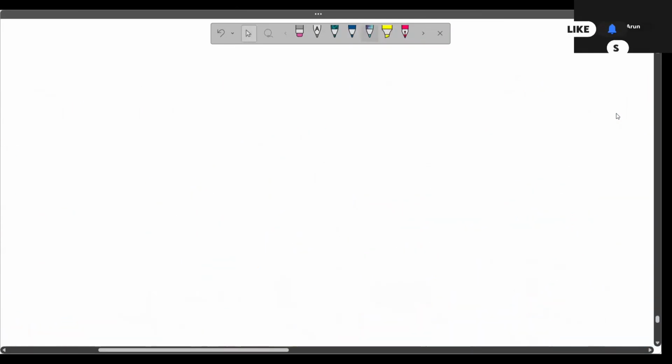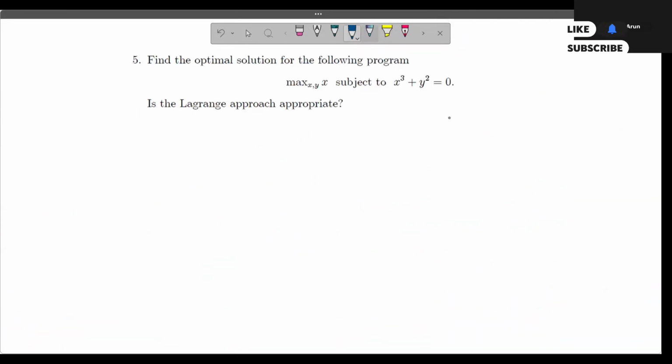Moving on to the next one. What will we do? Maximize only x, subject to x plus x cubed plus y squared. Let's try and see where it takes. Okay, do Lagrange. And Lagrange will come because it is the second part. So let's try with the first one first.